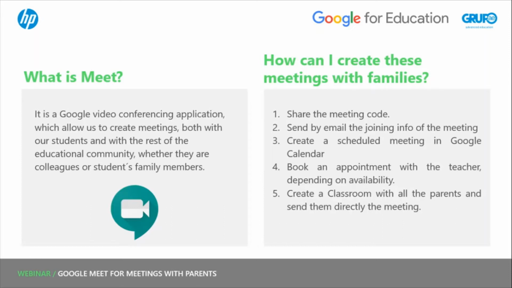We have 5 options. Option 1 would be to share the meeting code. Option 2, send by email the joining info of the meeting, that is, the URL of the session to which they need to connect. Option 3, create a scheduled meeting and calendar. Option 4, book an appointment with the teacher depending on availability. And finally, Option 5, create a classroom with all the parents and send them the meeting directly. Well, once that's said, let's start with the training.